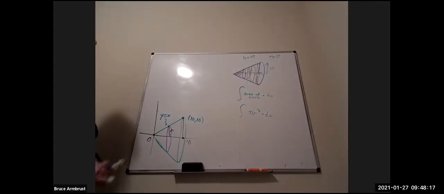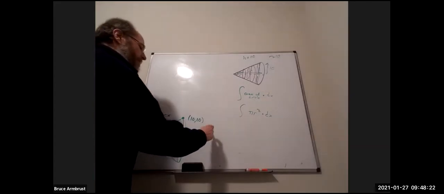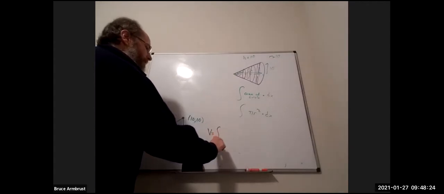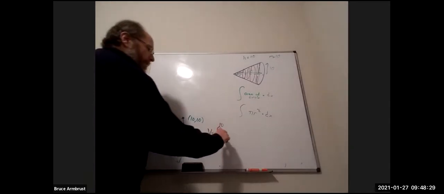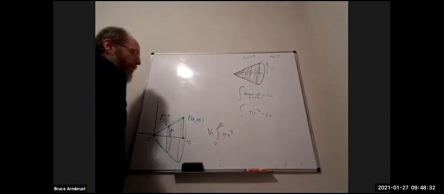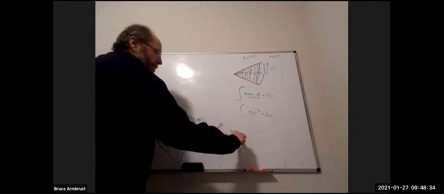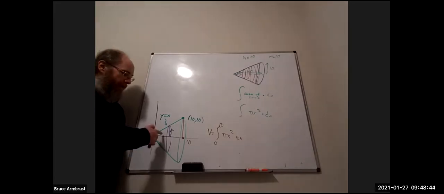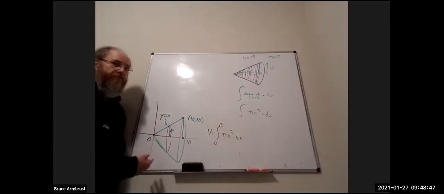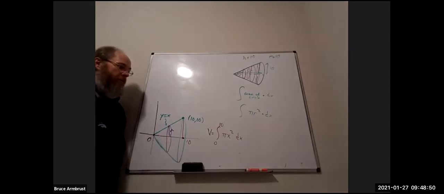All right, so that tells me that my radius is actually equal to x. So this volume is going to be the integral from 0 to 10 of pi x squared dx. So again, that pi x squared was the cross-sectional area. That was the circle. The radius depends on what our x value is. The radius is x. And now we're going to get our volume.